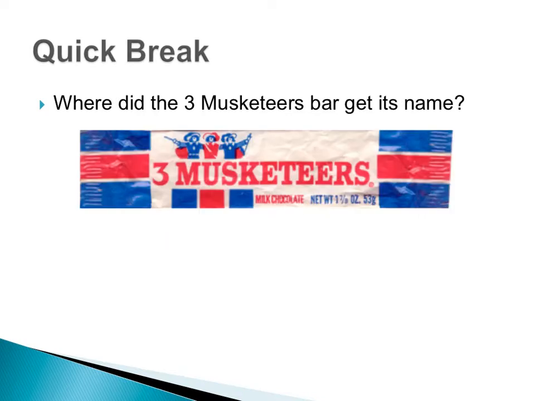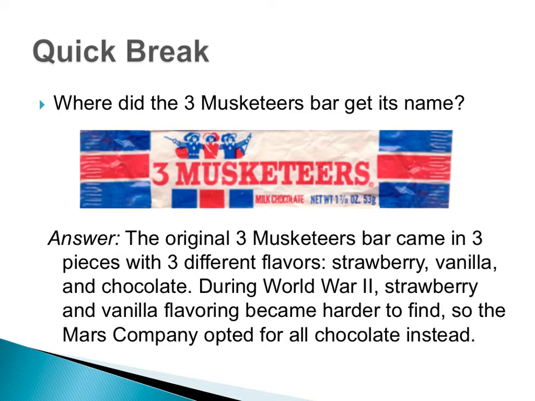Now back to the question I asked you, where did the Three Musketeers bar get its name? That's the actual original packaging. The original Three Musketeers bar came in 3 pieces with 3 different flavors: strawberry, vanilla, and chocolate. During World War II, strawberry and vanilla flavoring became harder to find, so the Mars company just went with all chocolate instead.